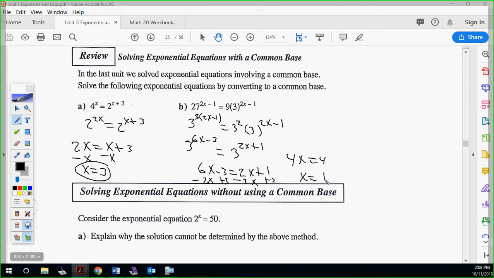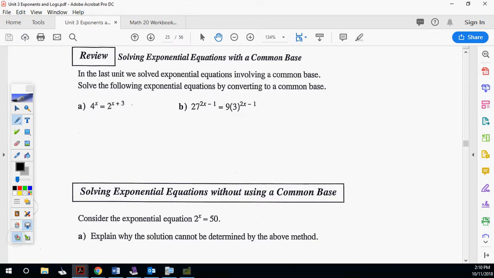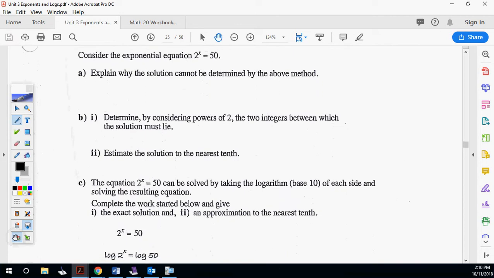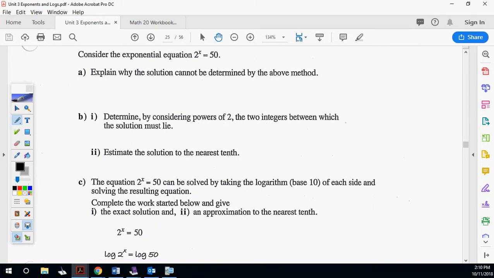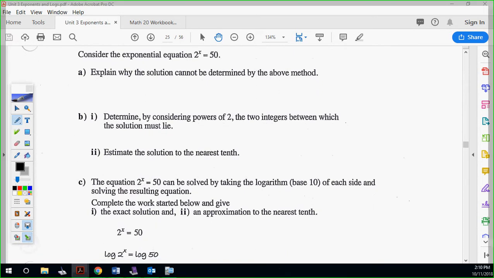But now as we get into the parts where we run into the brick wall, or the what do I do now, of 2 to the x equals 50, right? Because there's no way I could get 50 into a base of 2. That's where we run into trouble. So that's your first problem. There's trouble because 50 can't have a base of 2.